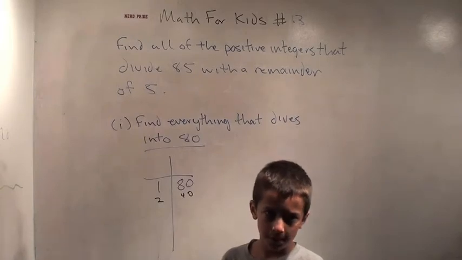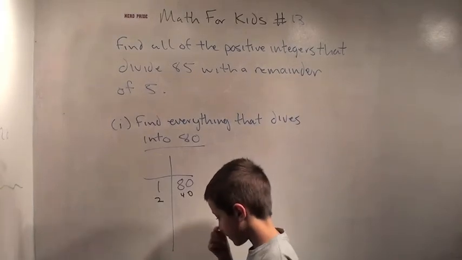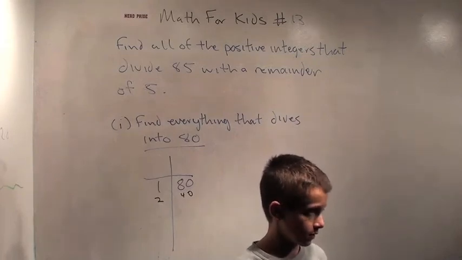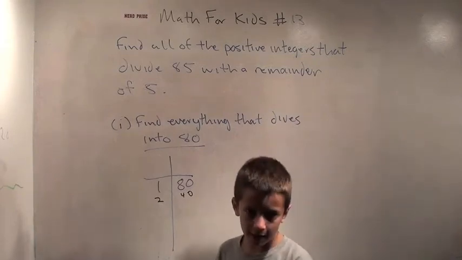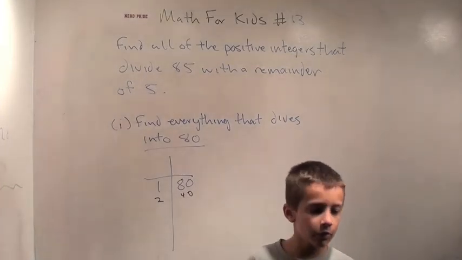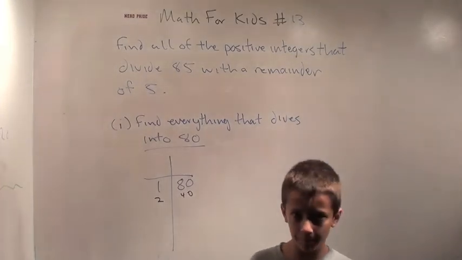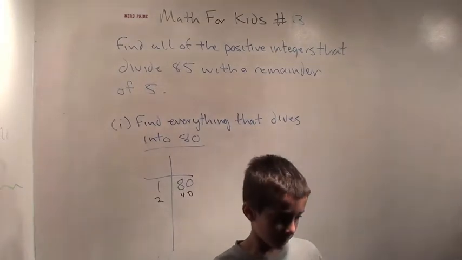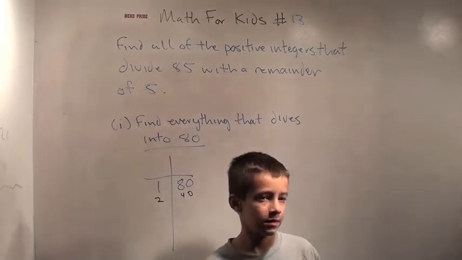Does 3 go into 80? Nope. How do you know? Because 80 is not divisible by 3. Yeah, I know, but why not? Because the digits don't add up to a sum that's divisible by 3. Right. Does 3 go into 81? Yeah, because 8 plus 1 is 9.